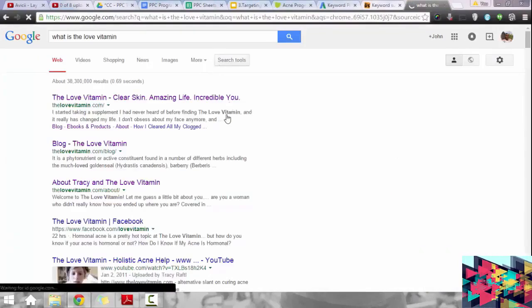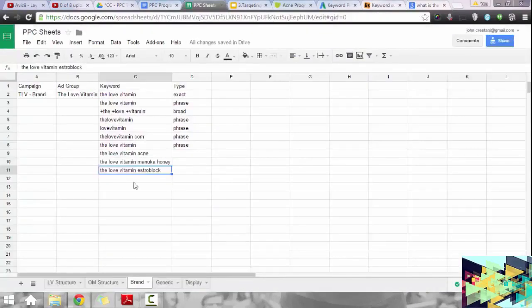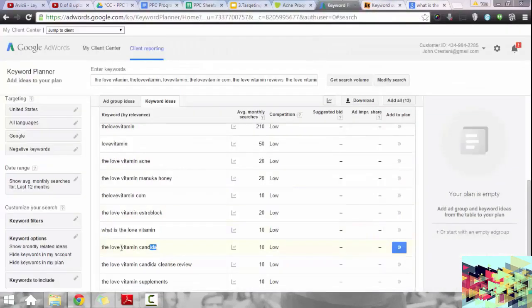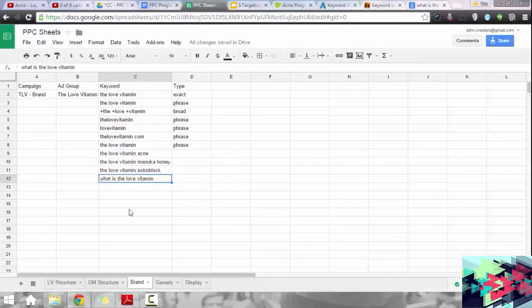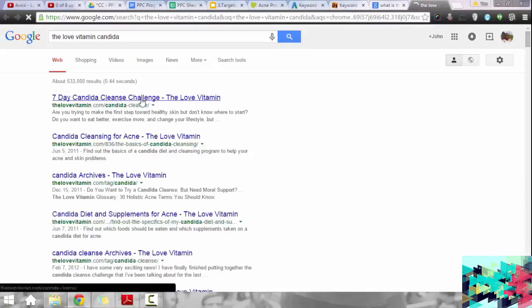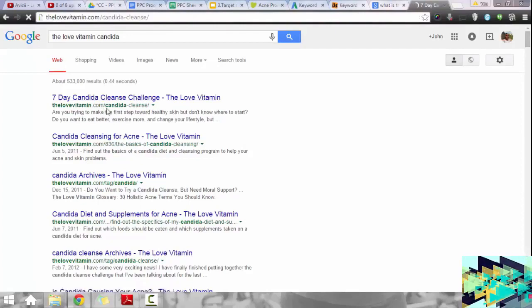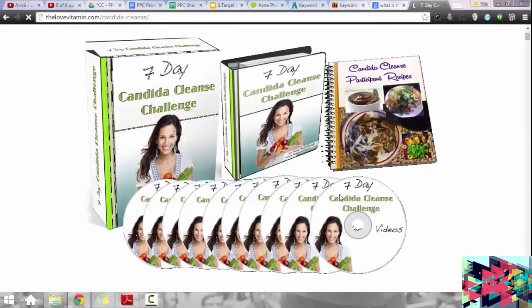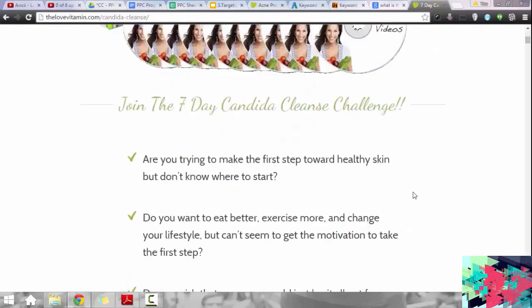So some of these, I'm just interested in, so maybe people are wondering, okay, it's called the love vitamin. Is there an actual love vitamin? The love vitamin candida. And these might be popular articles on their blog. The 7-day Candida Cleanse Challenge. So I guess this has something to do with what she actually recommends, you know, to cleanse yourself. 7-day Candida Cleanse Challenge.